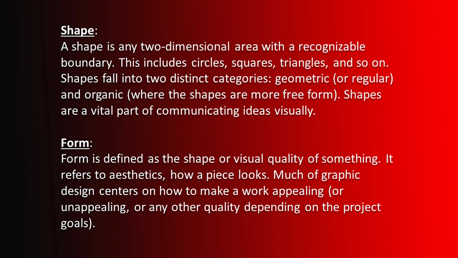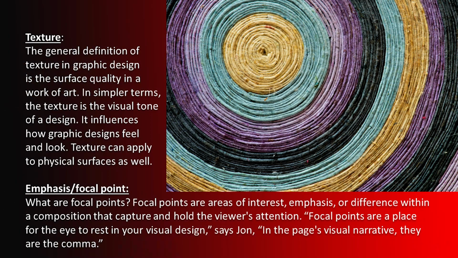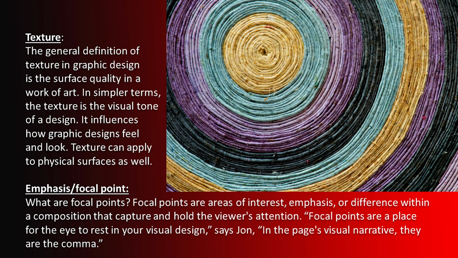Form is defined as the shape or visual quality of something. It refers to aesthetics, how a piece looks. Much of a graphic design centers on how we make a work appealing or unappealing, depending on what you're doing, depending on the form. Texture. The general definition of texture in graphic design is the surface quality in a work of art. So it's the visual tone of a design. So we all know something that has a smooth texture or a rough texture. In here you can clearly see the texture of this image.